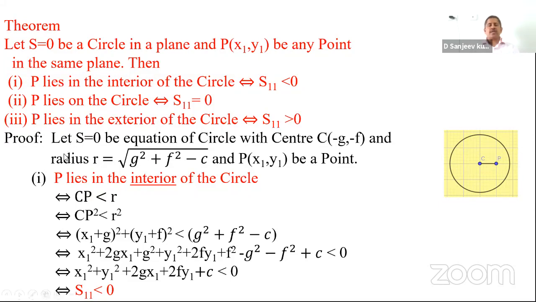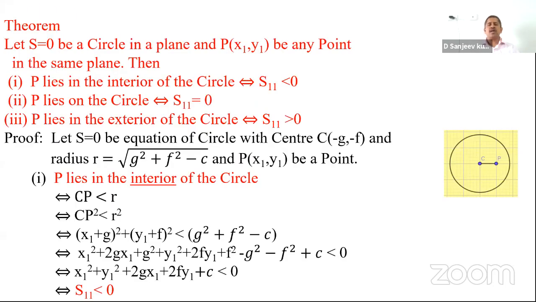Just observe here, what you got is CP is less than R. Why have you used the less than symbol? Because the radius is always greater than the distance from the center to any point inside the circle. So CP is always less than R, and because of that, you got this condition. Now, what is the second condition? If P lies on the circle, the value of S11 is equal to 0.